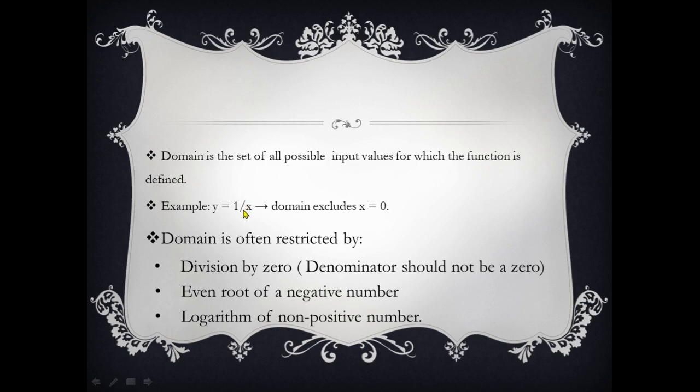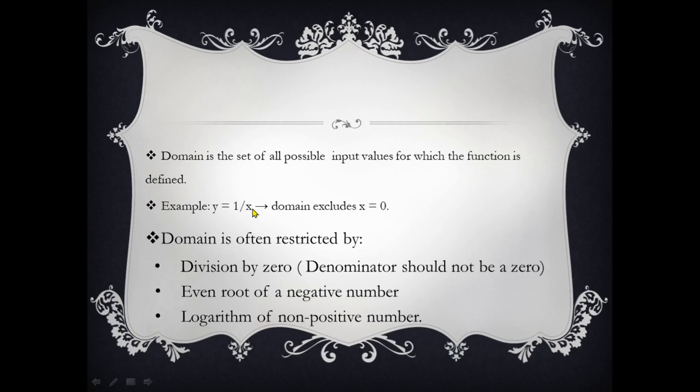The inputs are real numbers and the outputs should also be real numbers. So if there is a function 1 by x, x should not be 0. Whatever the term in the denominator, its value should not be equal to 0. If it is 0, 1 by 0 is undefined.